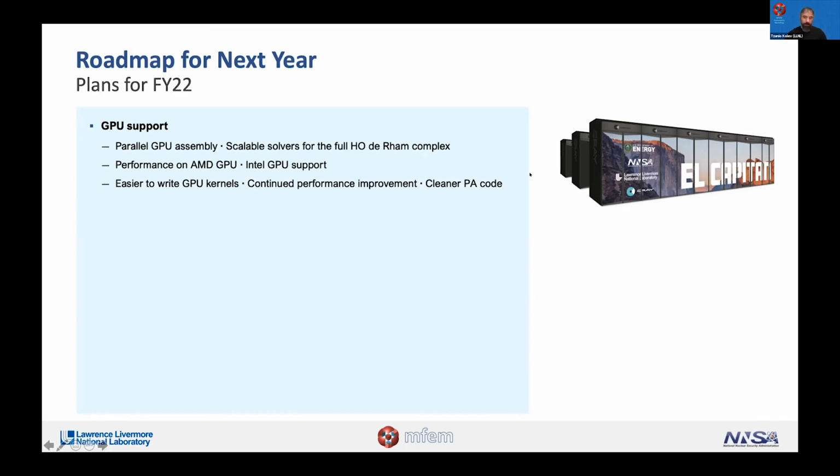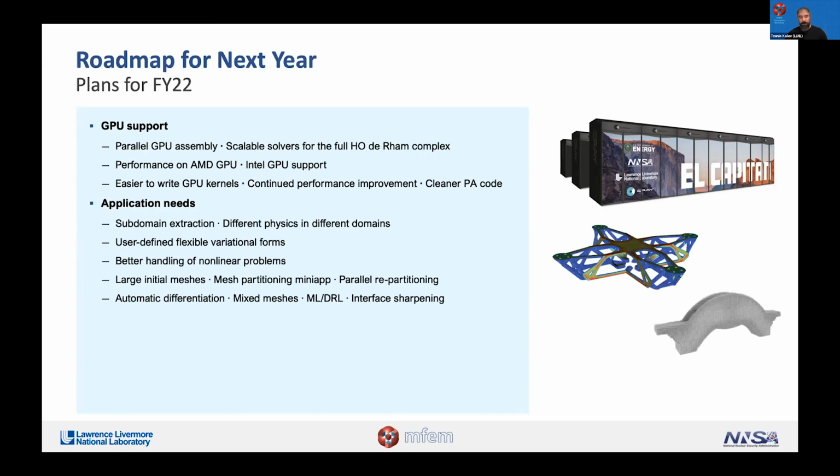This is targeting El Capitan, the machine that we're going to get in Livermore in 2023. Then, of course, we are going to continue to add features that are motivated by the needs of our applications. And this is your chance also to chime in and tell us what you're interested in. One important one is subdomain extraction and handling different physics in different domains. User-defined variational forms, better handling of nonlinear problems, being able to handle initial meshes that are very large and repartition. And then features like automatic differentiation, mixed meshes with pyramids, connections with machine learning, and reinforcement learning in particular. We have some efforts there, sharpening of interfaces and other research topics.